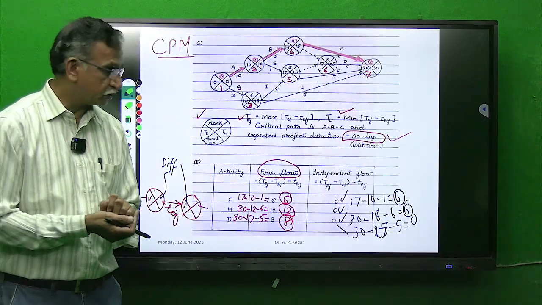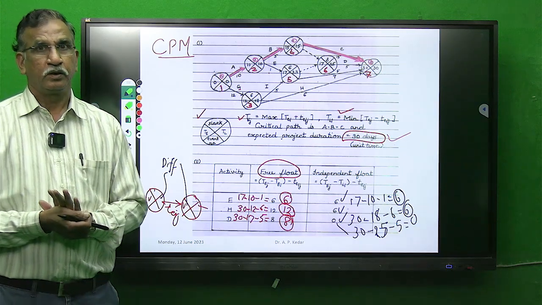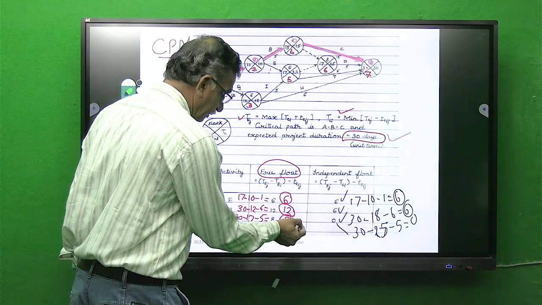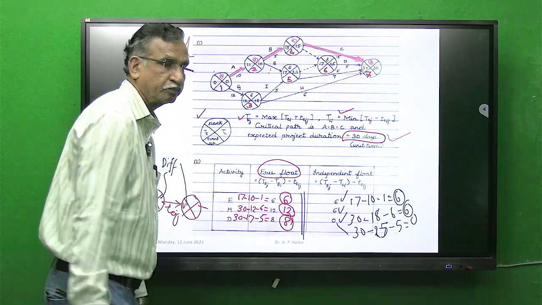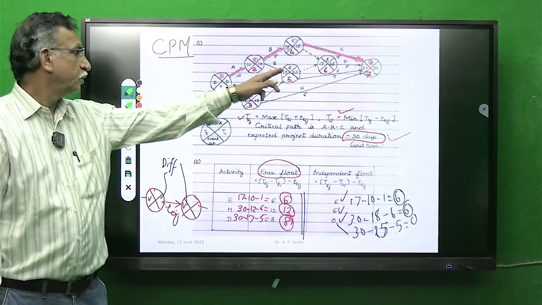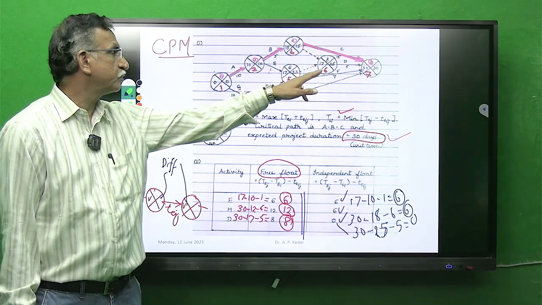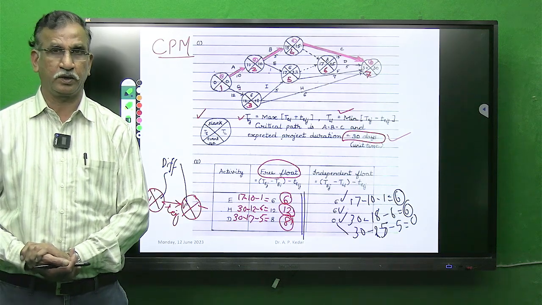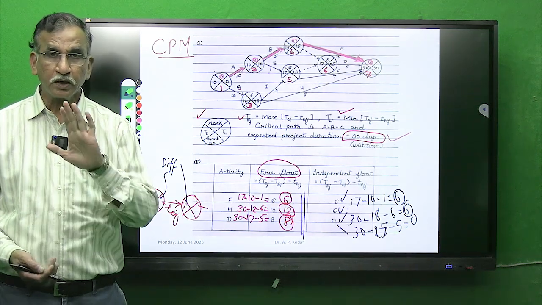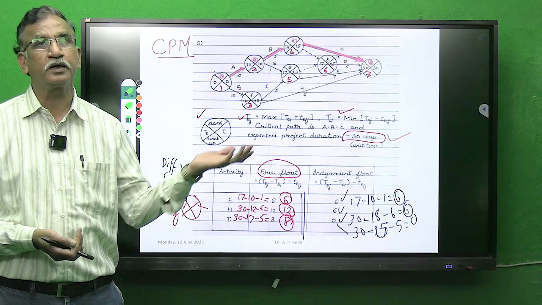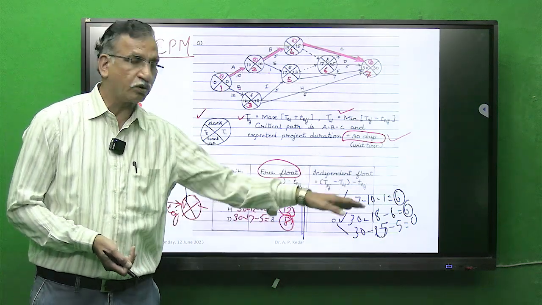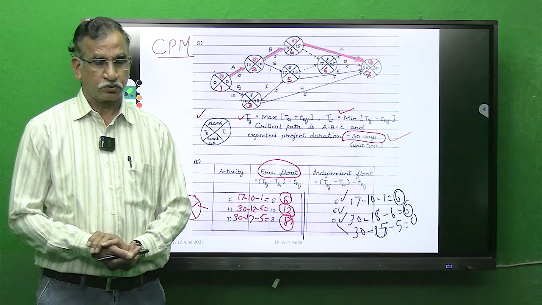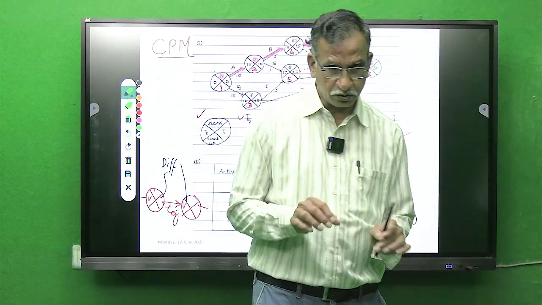So students, like this you have to calculate the value of floats. Now here we can see that these are non-zero values, because these activities for which we are calculating the various types of floats are non-critical activities. Had these been critical activities, the values of all these floats would have been 0. Got it?